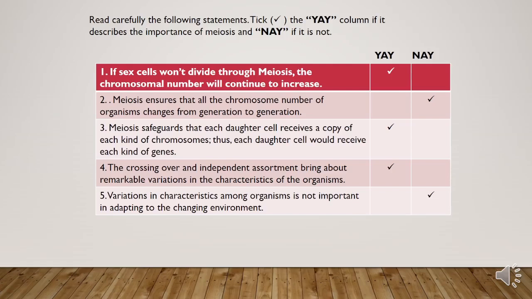Describes the importance of meiosis. And number 5, variations in characteristics among organisms is not important in adapting to the changing environment. It is not. Okay, did you get it all right? I hope so. Let us proceed.